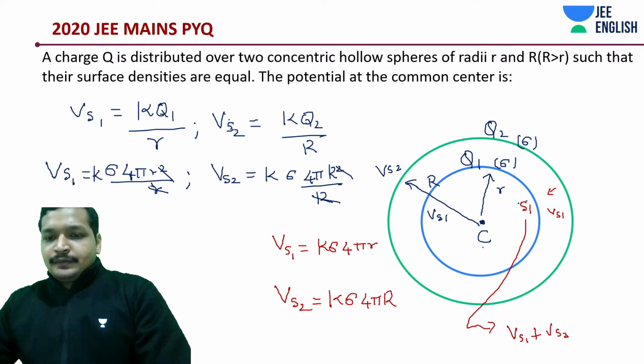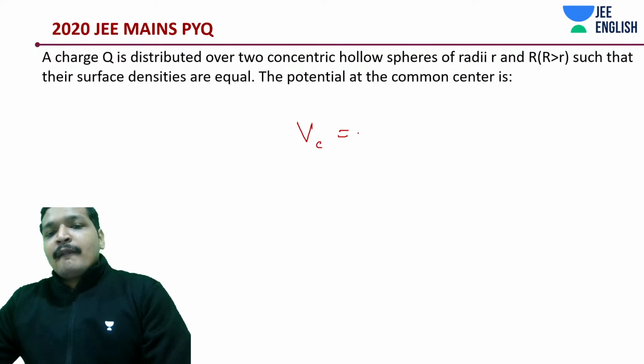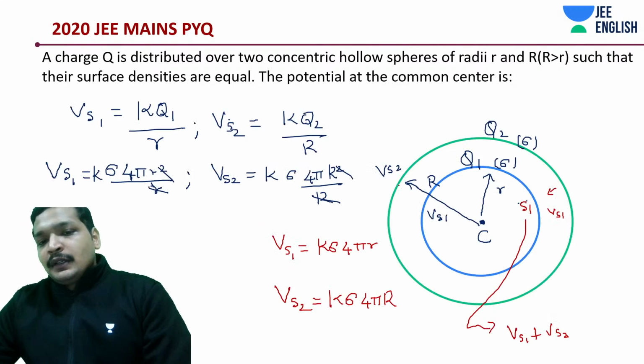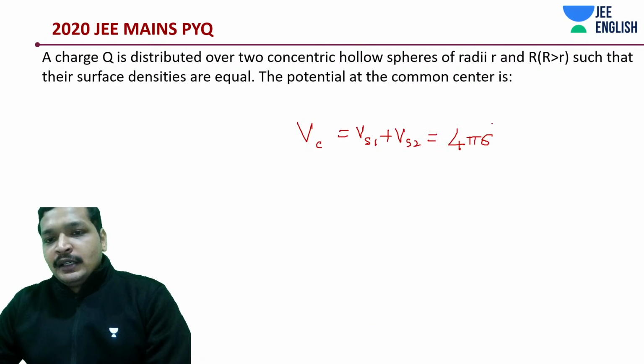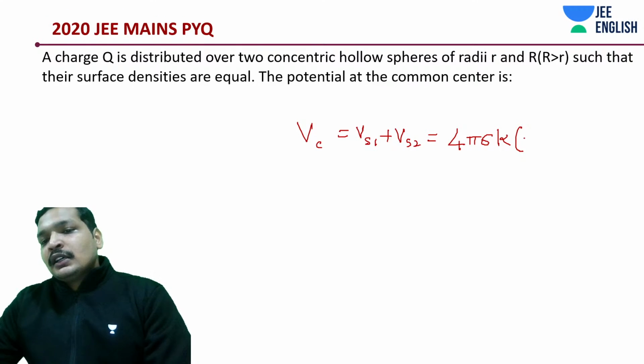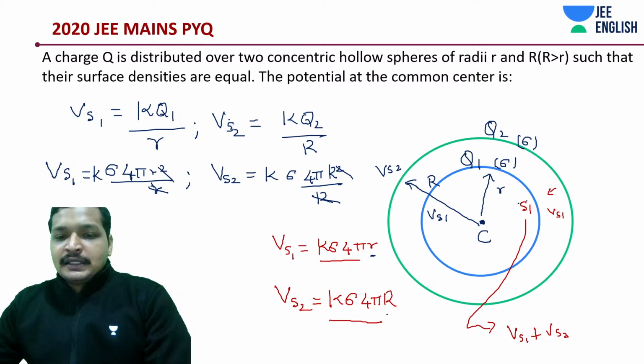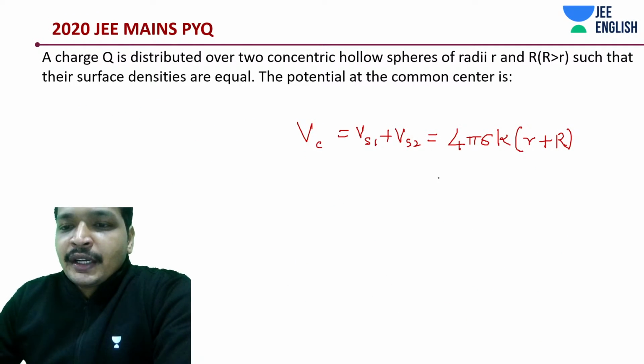At the center, what is the potential? Vs1 plus Vs2, which is nothing but, I'm just taking out k into 4 pi sigma as common, since both of them have it. Into what plus what? Small r plus capital R. So how much would you get this?